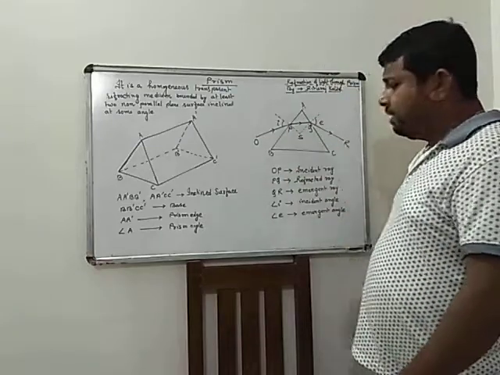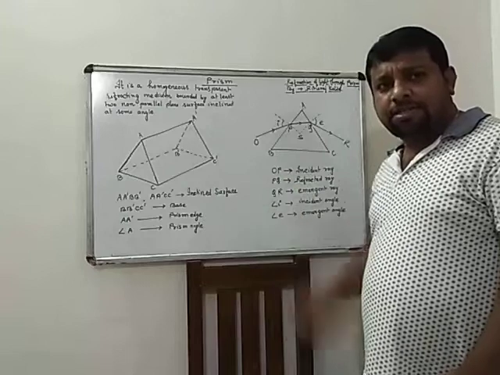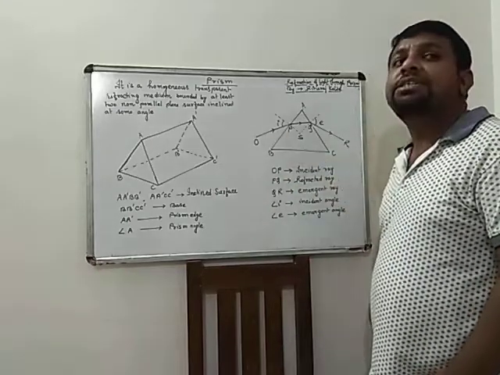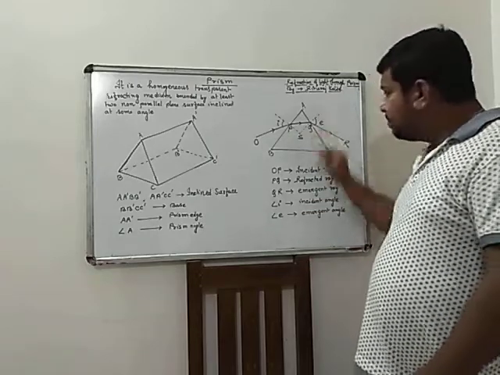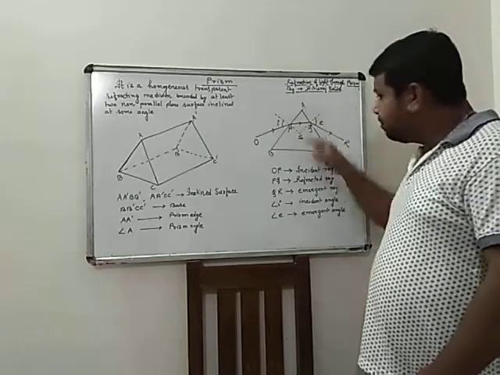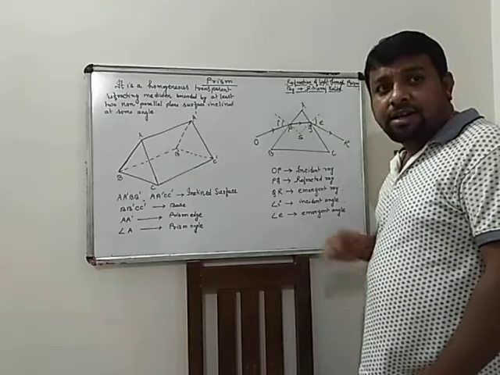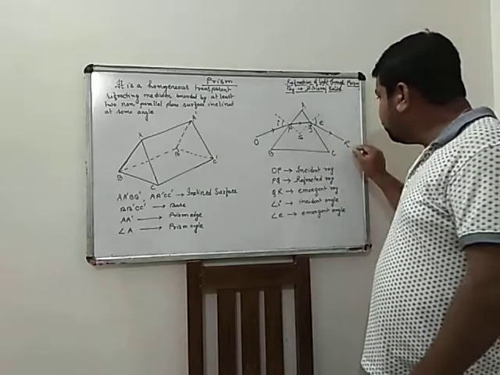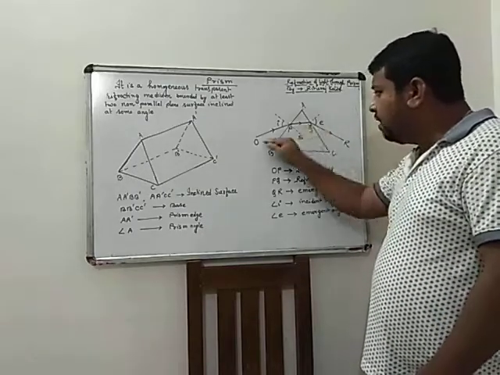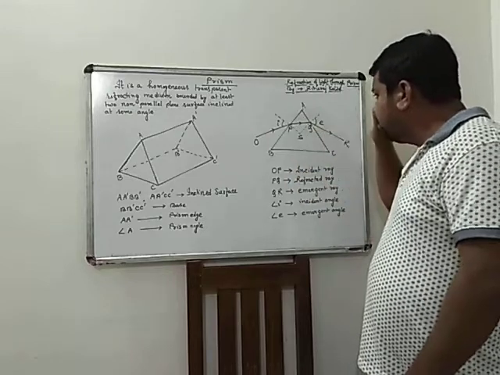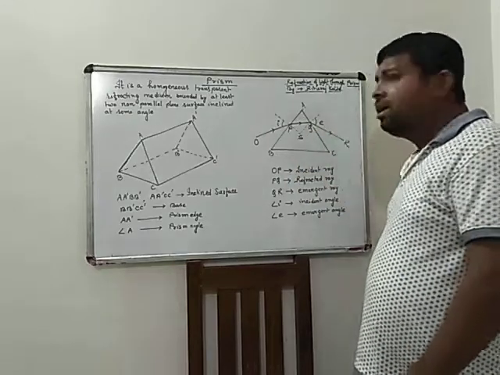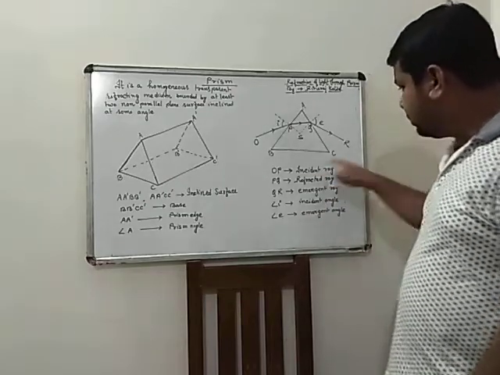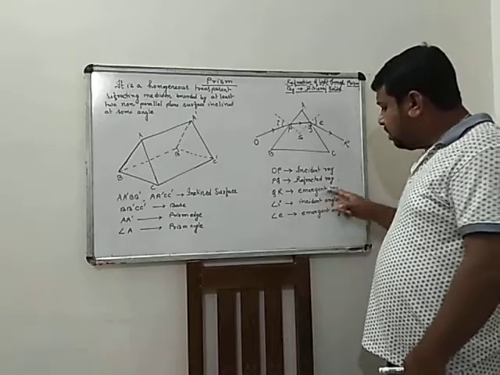So if a ray of light is incident on the first refracting inclined surface, this is OP, the incident ray. Then it is refracted. So PQ is the refracted ray, and finally it emerges through QR. That means QR is the emergent ray. OP is the incident ray, PQ the refracted ray, and QR the emergent ray.